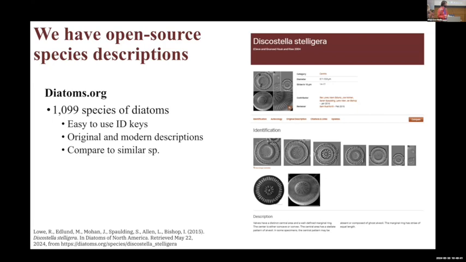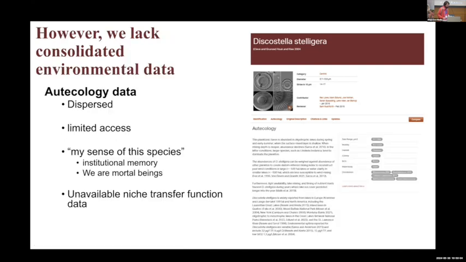If I find a species that isn't on the website, I can go in as a collaborator and make one of these nice species pages, names, original names, identification. Maybe you get a nice SEM from somewhere. So we have really consolidated species descriptions, which could be turned into trait data pretty easily. However, we lack consolidated autoecologies and environmental data.